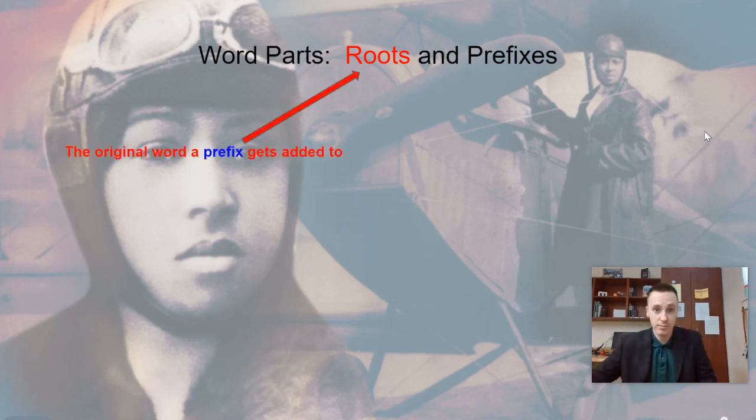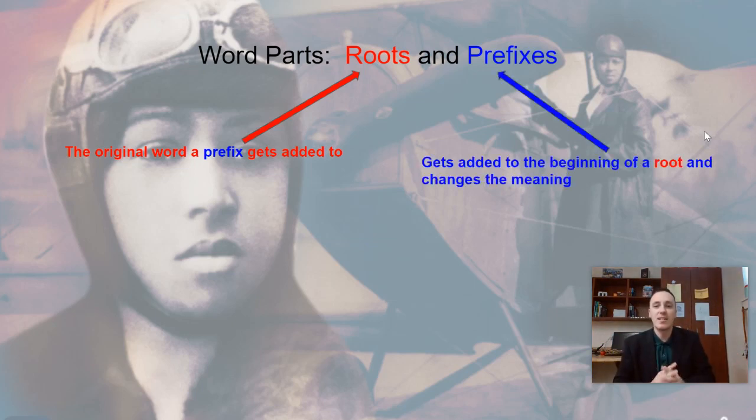Now, roots, we know, they are an original word and the prefix gets added to it. And then prefixes, we've been doing suffixes, prefixes, they get added to the beginning of a root to change the meaning. Remember, suffixes went at the end. This time we're just moving over. Here's your root suffix. Now over this side to prefixes. They go at the beginning and they're going to change the word. So let's get started with some practice here.